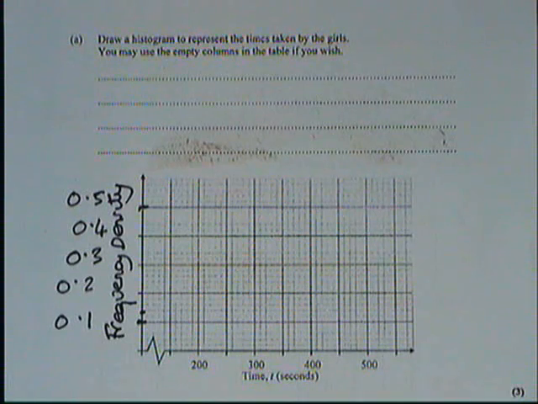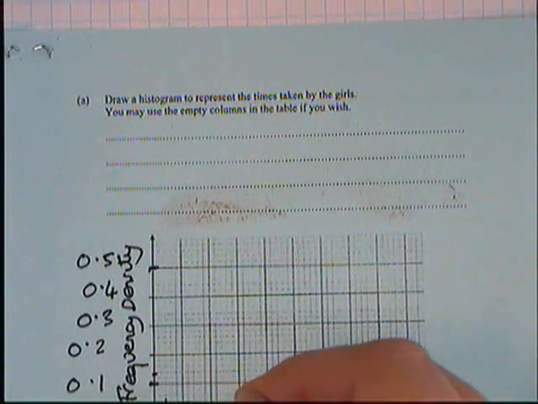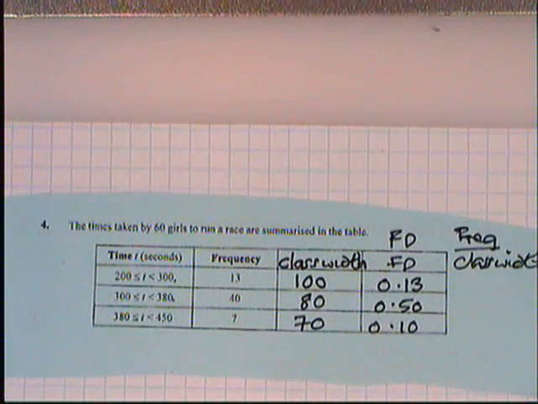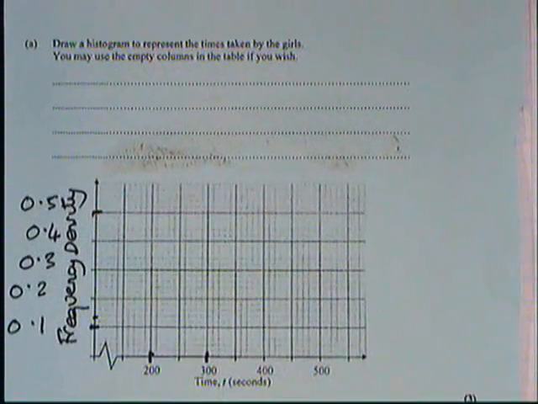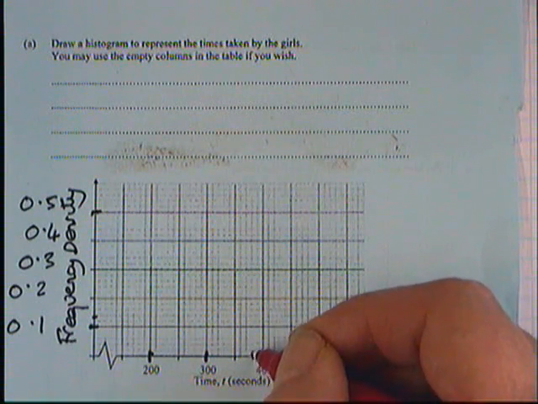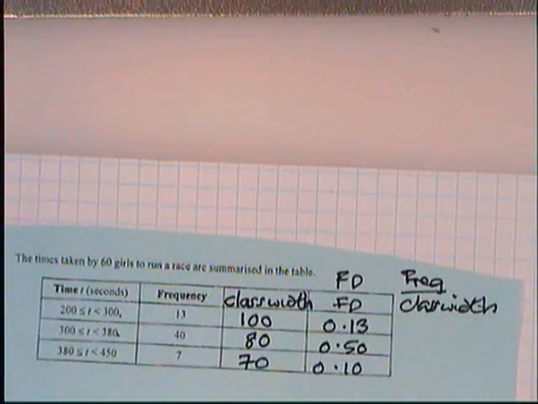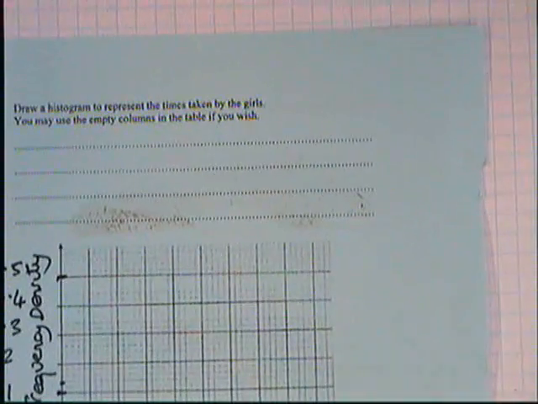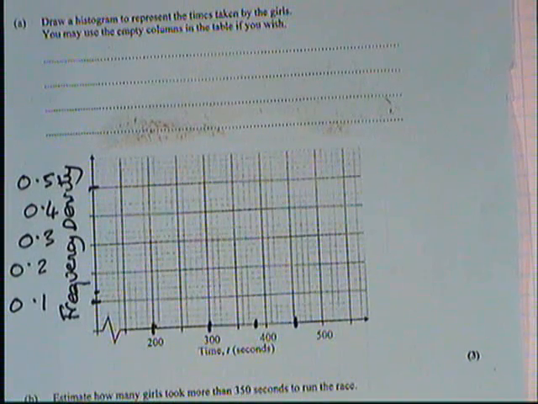And now I'm just going to mark the boundaries. So the boundaries of the first one, 200 to 300. Of the second bar will be 300 to 380. And the third one and last one finishes at 450. So that's that there. And now I'm in a position to draw my bars.